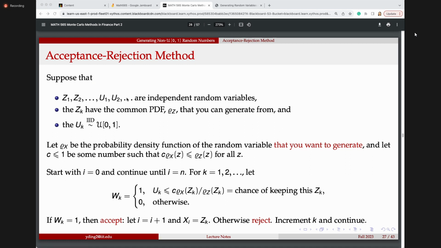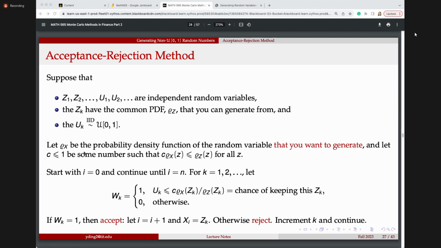And then you will use some other random variable, which is easy to get, with a common density function rho Z. So Z actually is the one you want to use to generate your X. And then we need to use the uniform one.